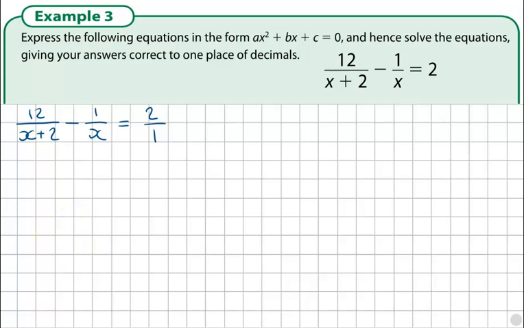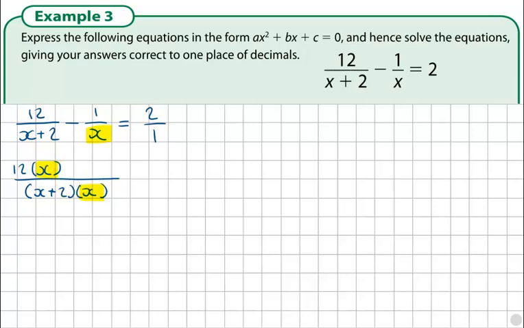I then have to get a common denominator on the left. So I'm just going to stick the x plus 2 onto the x with a set of brackets around each of them. And then I'm going to bring down the 12, stick on an empty set of brackets. And x plus 2 will divide into x plus 2 times x, the common denominator. The x plus 2's will cancel, leaving us with x. So x goes into the brackets.